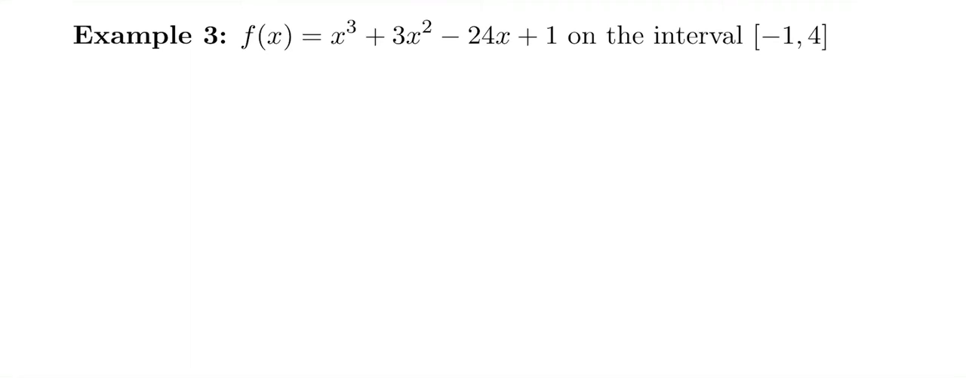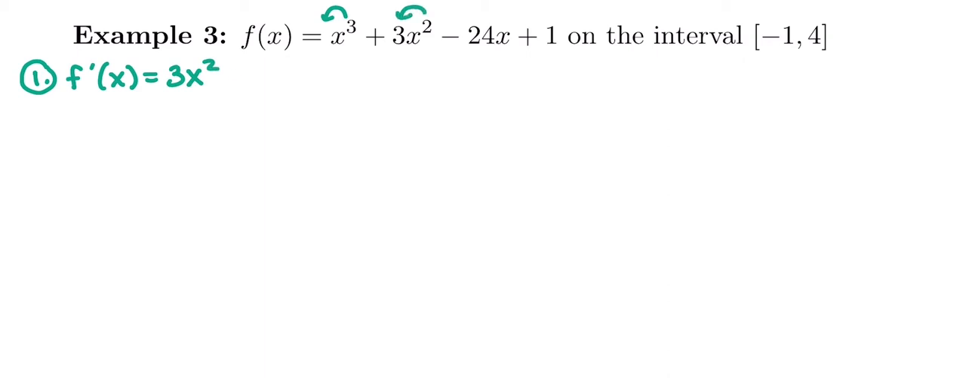We have x cubed plus 3x squared minus 24x plus 1 on the interval from -1 to 4, and we want to try to find the absolute maximum and the absolute minimum point. So our two steps: we're going to take the derivative and set it equal to 0 to find any critical numbers. So bringing down this power, we have 3x squared.